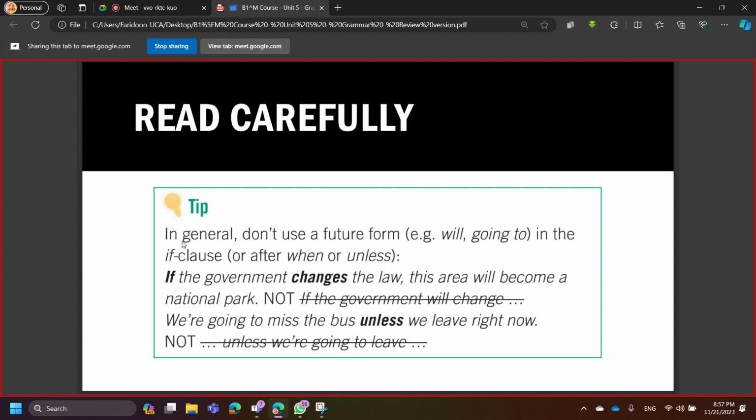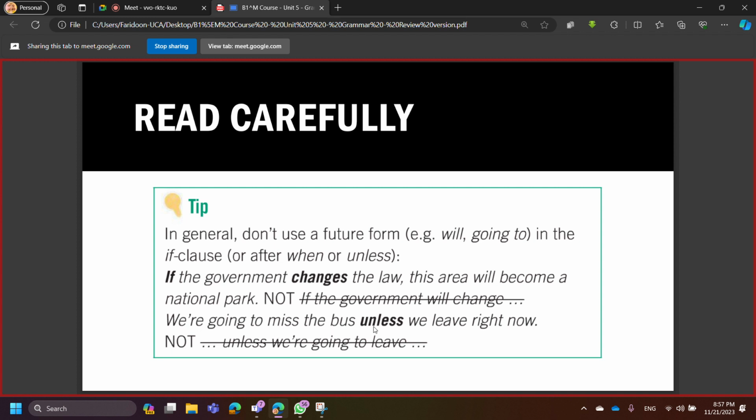Another tip. In general, don't use a future form, like will or going to, in the if clause, or even after when or unless, because the future form doesn't work in here. For instance, if the government changes the law, this area will become a national park. If you say if the government will change the law, this area will become a national park, two wills again just doesn't really work. Same thing in here. The only difference is that you're not using if in the if clause, you're using unless in the if clause.